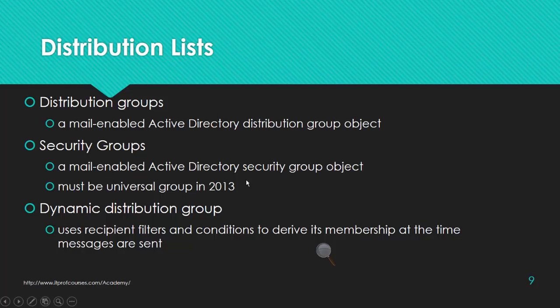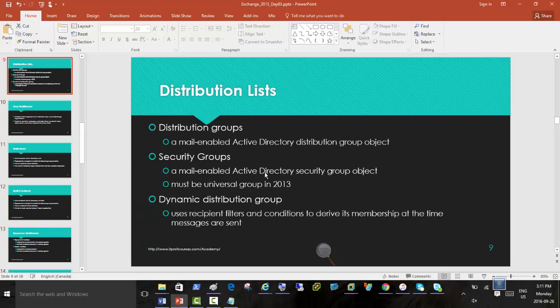A mail enabled Active Directory security group object must be a universal group in 2013. So there's a security group as well that can be converted to a mail enabled group. If in Active Directory we create a security group, that can be converted to a mail enabled group as well. And then there's a dynamic distribution group, which uses recipient filters and conditions to derive its membership at the time messages are sent. So this is a really cool feature, but let's get going with our distribution group first.